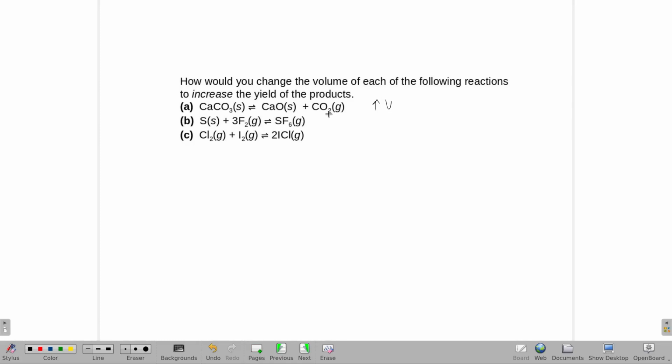All right, on the second one, which side has more moles of gas? Got 3 moles over here, only 1 over here, so the reactants have more moles of gas. So if we want this to go towards the side with fewer moles of gas, we need to decrease the volume. And the last one, volume has no effect whatsoever. Why is that? Got 2 moles of gas and 2 moles of gas. There isn't an imbalance of gas molecules, so the volume would have no effect whatsoever. No change.